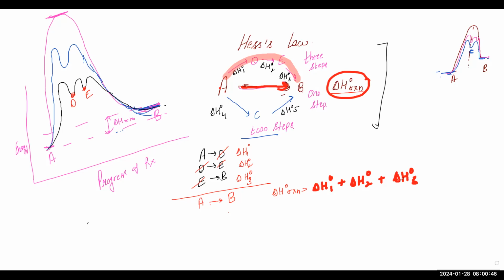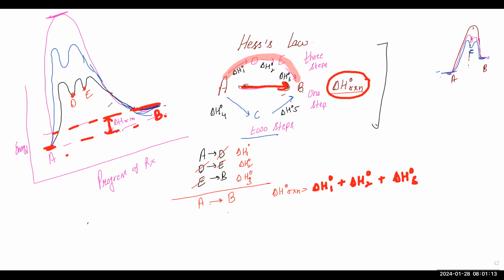When you add all these values, you'll get the same answer as you are getting here because there is no change in delta H. It's the HP minus HA, HB minus HA. That's going to be same. Whatever path you follow, it doesn't matter. Now this is the path with 3 steps. Now let's see with 2 steps.